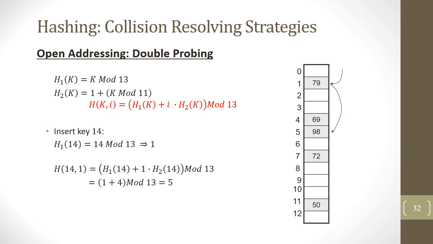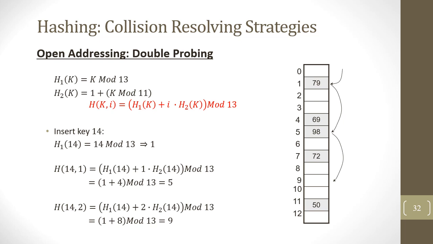This is already occupied, so we will probe another location using this function by incrementing i. Now the value of i is 2. We solve for this again and we have the next location of 9. So we see the 9th location here, which is empty. So we will insert the key 14 in the 9th location.